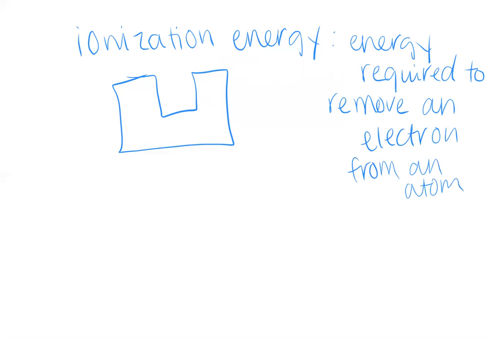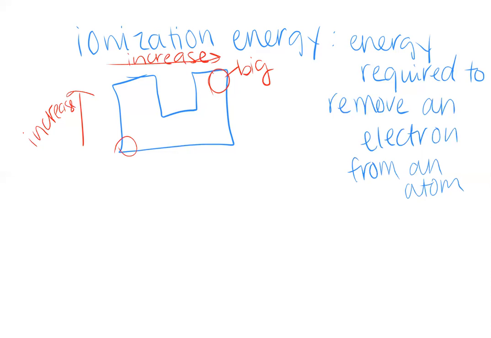This one's going to follow the opposite direction. This one's going to increase as you move up the periodic table and increase as you move toward the right. So what that means is our big corner is going to be here for this one, and your small corner is going to be here. Those atoms with the lowest ionization energy are going to be found here, and those with the highest ionization energy are going to be found here.